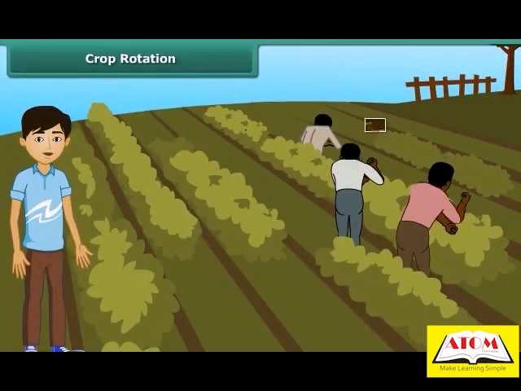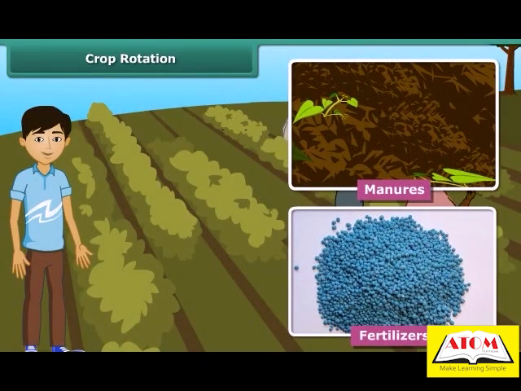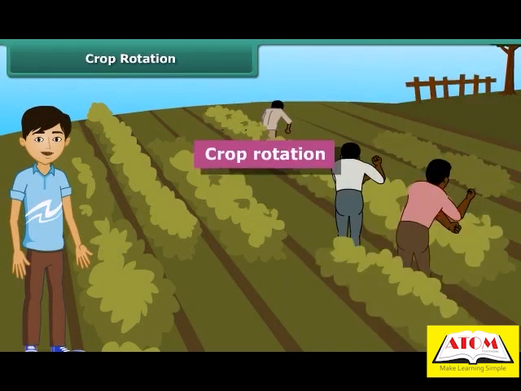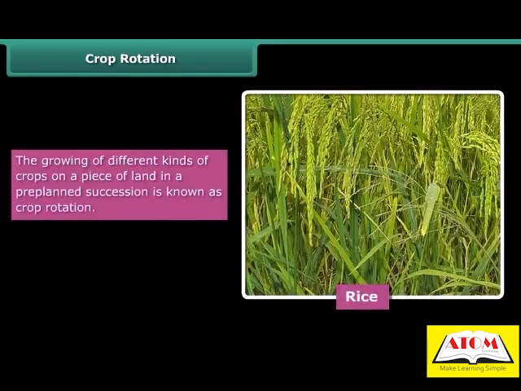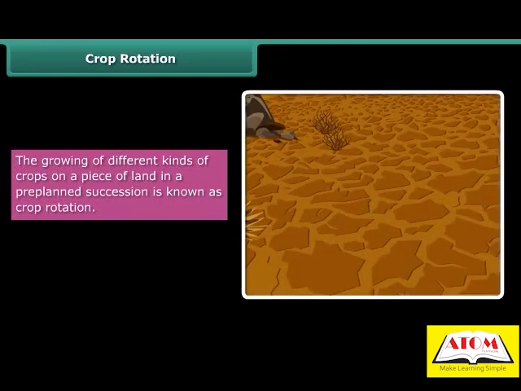Till now we have learned about manures and fertilizers and their uses. Now let us move on to know another method of replenishing the soil with nutrients. It is known as crop rotation. Do you know when a cereal crop like rice is grown in the soil, it uses up a lot of nitrogenous salts that if another cereal crop is grown in the same soil, the soil becomes nitrogen deficient.